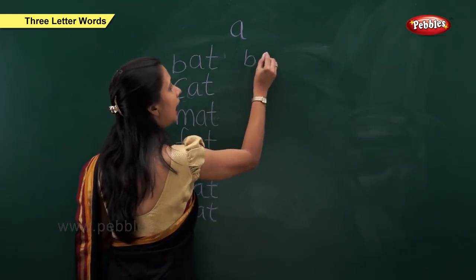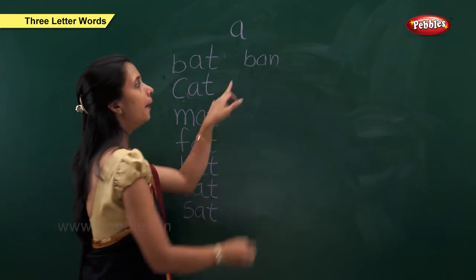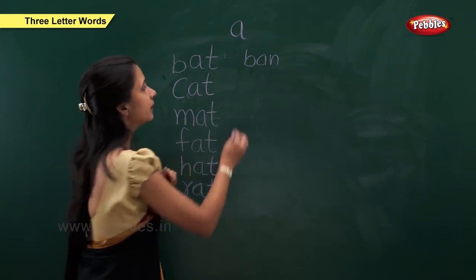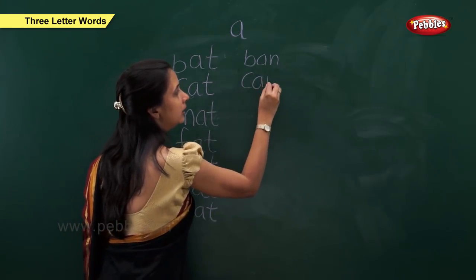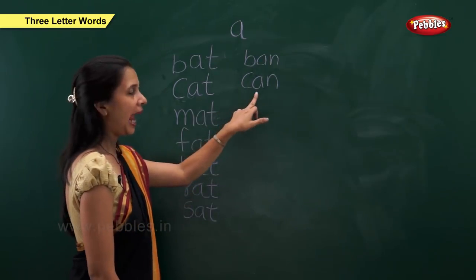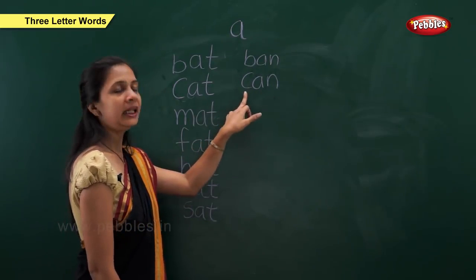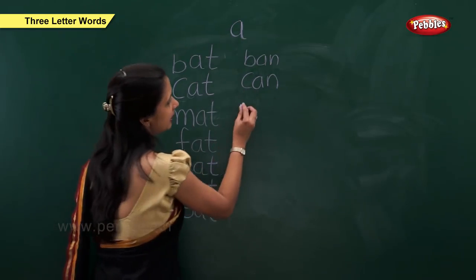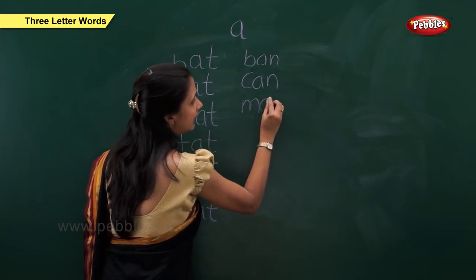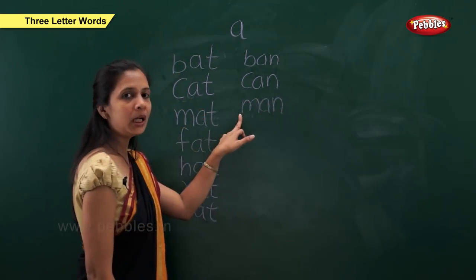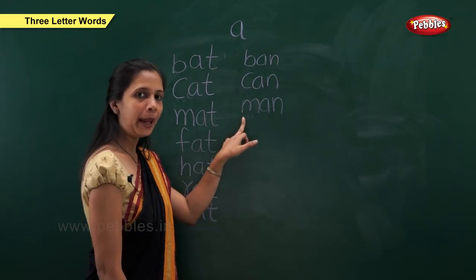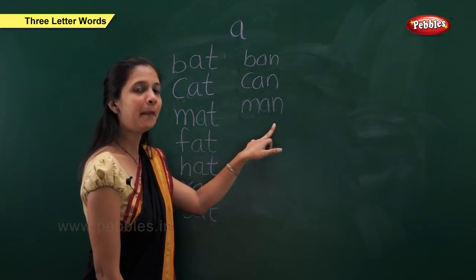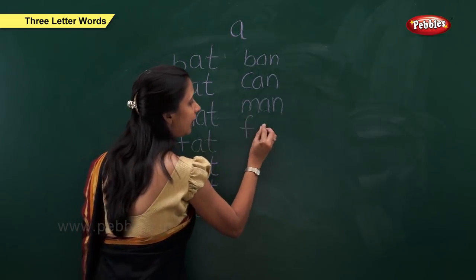That is B, A, N, ban. Next is K, A, N, can. C, A, N, can. Next is M, A, N, man. M, A, N, man. Next is F, A, N, fan.